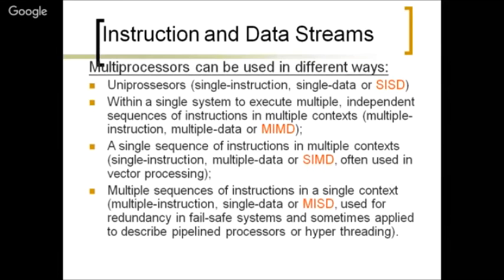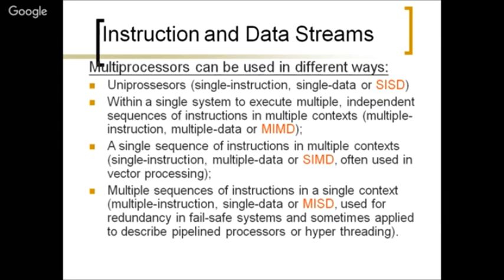Now, if you see from the instruction and data stream point of view, we can use multiprocessors in different ways. One is called a uniprocessor, right? Actually, a single processor itself you can call a uniprocessor. So a uniprocessor is your single instruction, single data system. It's called SISD, single instruction, single data. In the slide, we are discussing how we can use those different data streams.